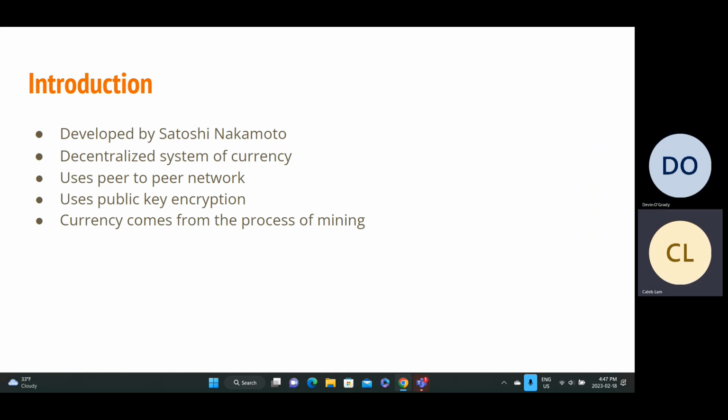So today we'll be introducing the conceptual architecture of Bitcoin Core. This system was developed by an anonymous user called Satoshi Nakamoto. It uses a decentralized system of currency and uses a P2P network and public key cryptography. And also the currency itself comes from the process of Bitcoin mining.